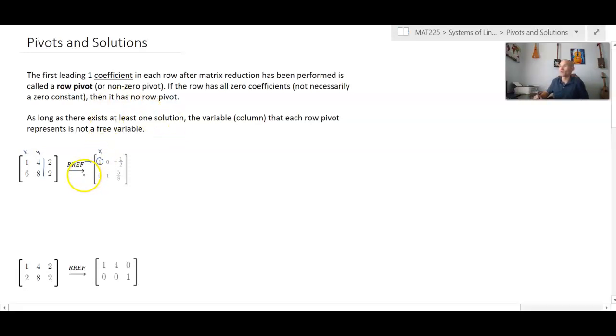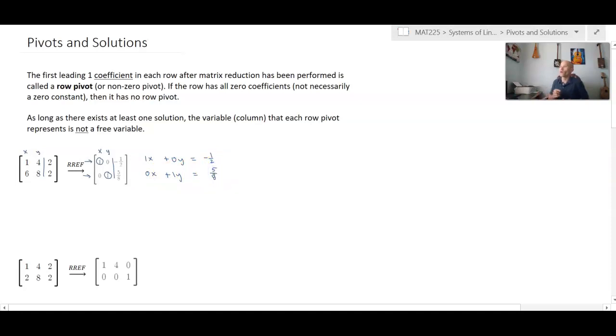Let's go to the second row. Is there a leading one? Is there a row pivot? Well, yes, there is, and that is in the y column. Again, we're excluding the constants from the idea of a row pivot. A row pivot has to be a coefficient. And so when we read this reduced system off, we see that this says 1x plus 0y equals negative 1/2, and 0x plus 1y equals 5/8.